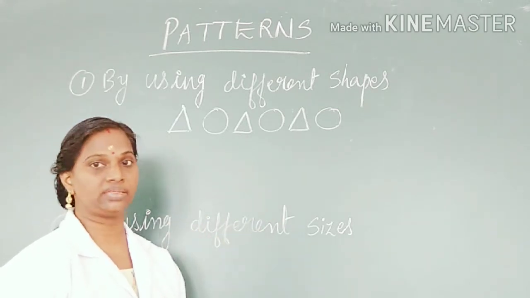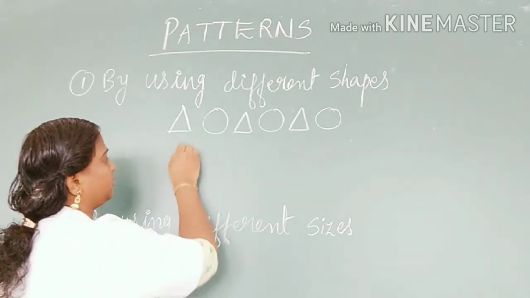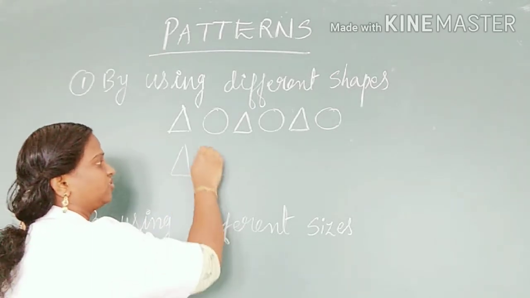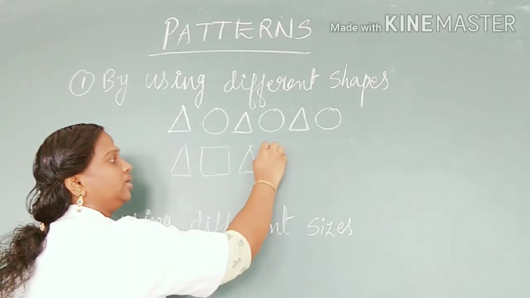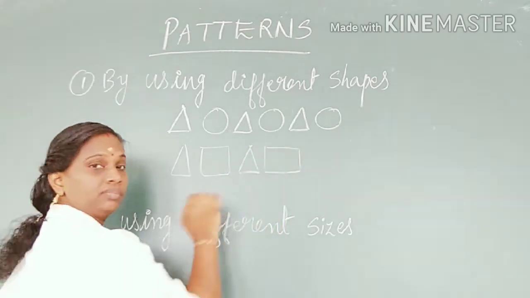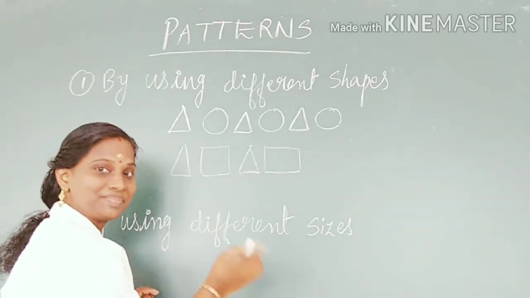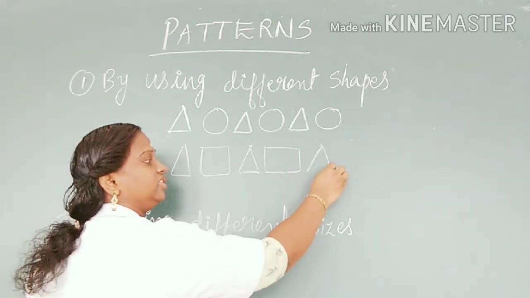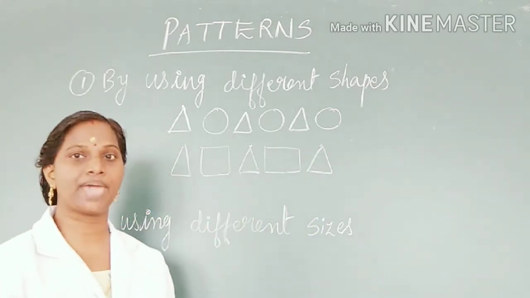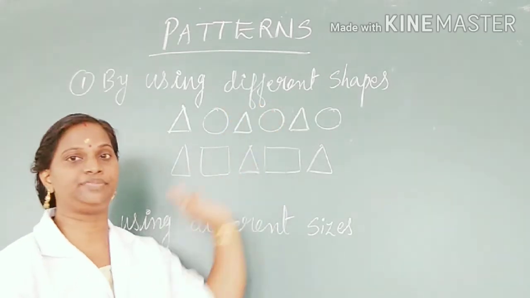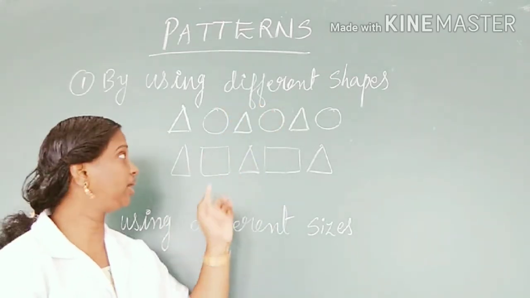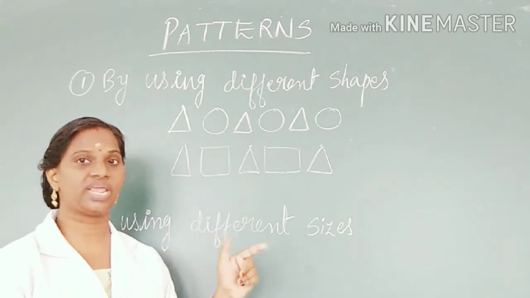Or you can make another type of pattern. See, here I am using one triangle, then one square, again one triangle, then one square, then what will come next? Yes, triangle. So this is another type of pattern. So the first one is a pattern made by using different shapes.